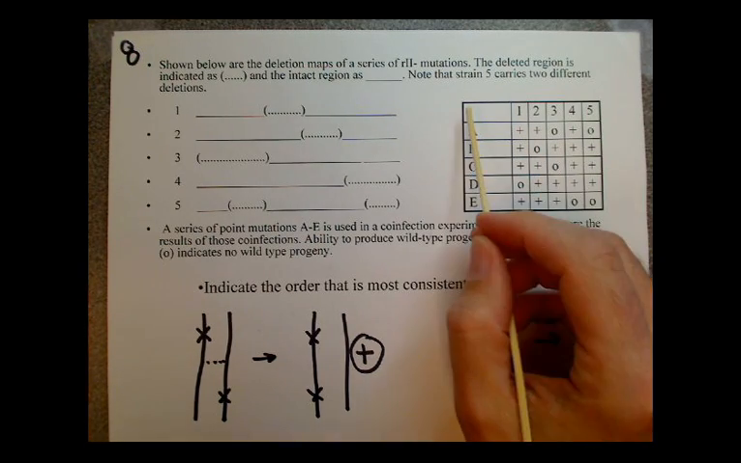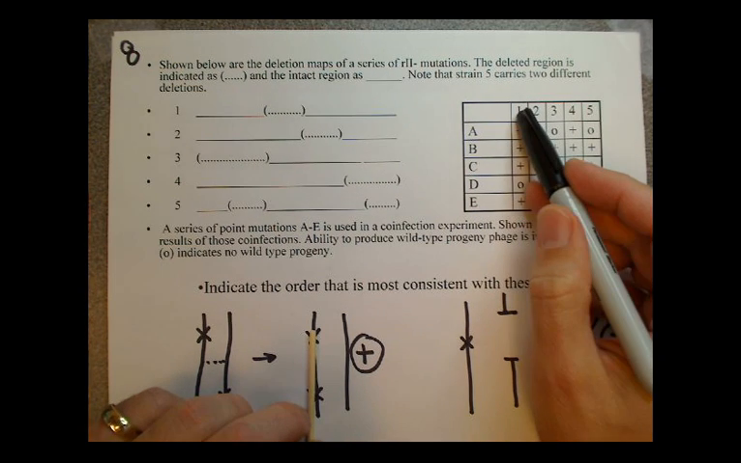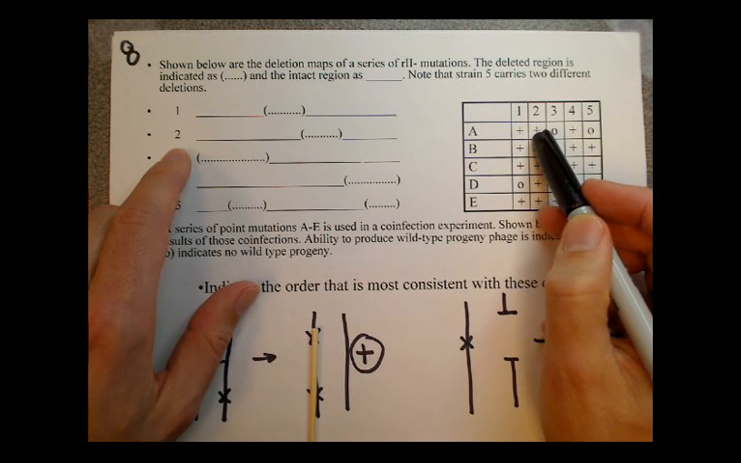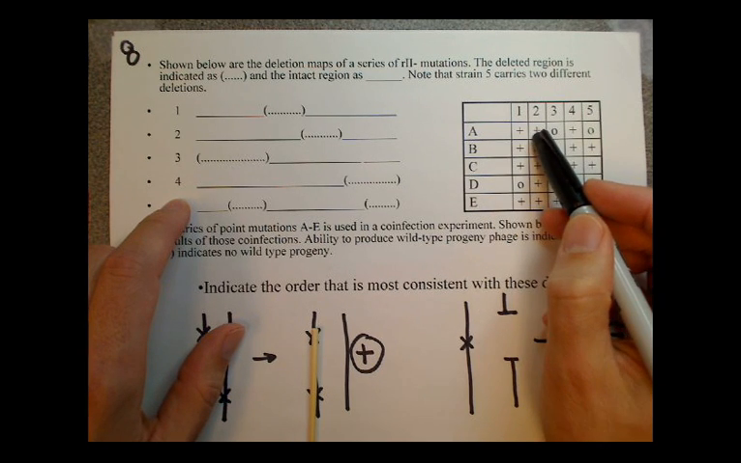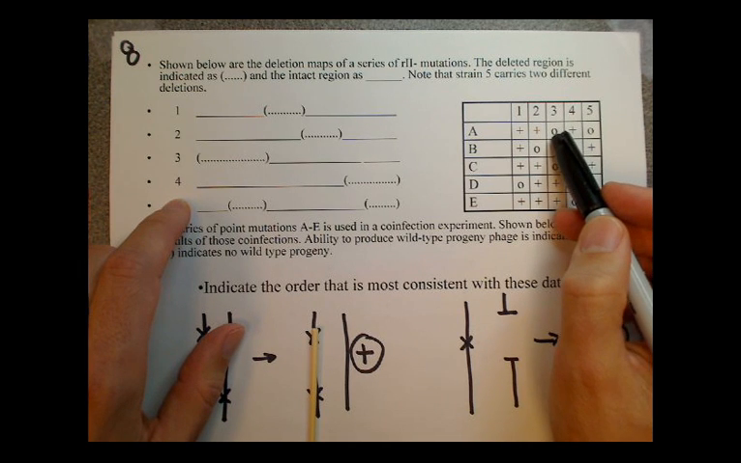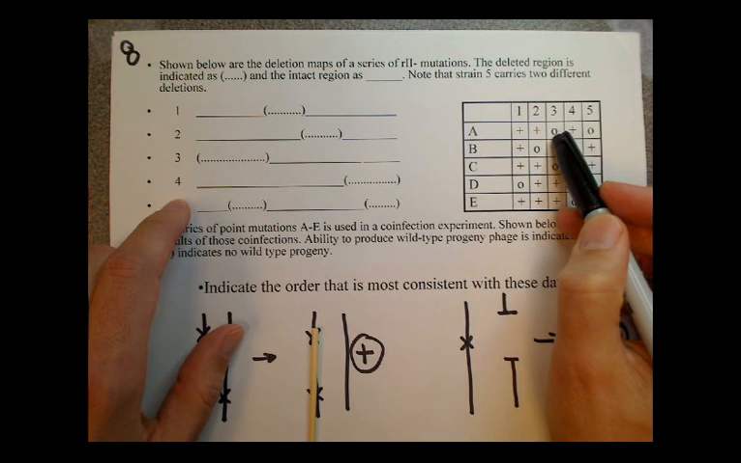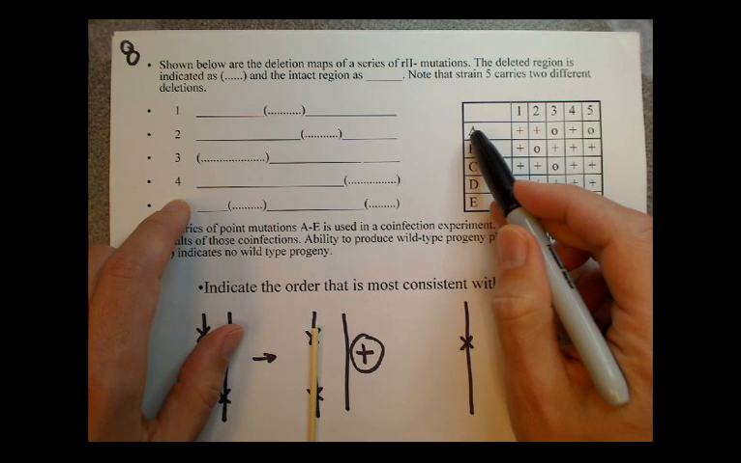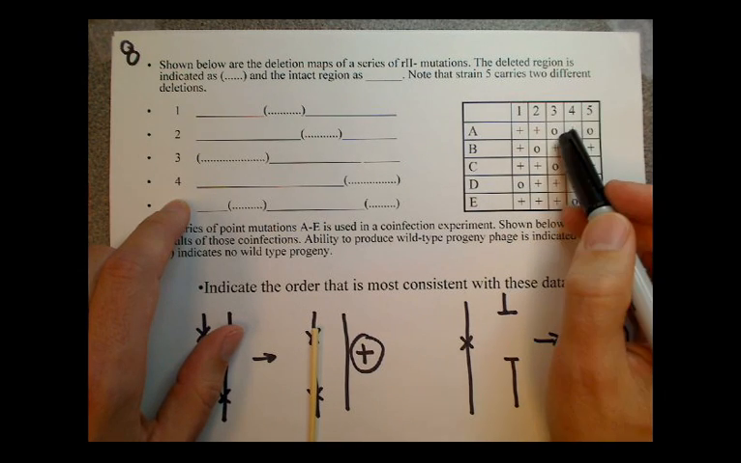So if we look at what happens with strain A, so when we cross it to these lines, these are what we get. So where we get pluses means that when we cross to deletion 1, deletion 2, or deletion 4, we're able to recombine and get wild-type phage back out, meaning that the mutations are not in the same place as those deletions. The more informative things are the places where we do not get a recombination to get wild-type phage back out, where we don't see rescue or complementation. So in this case, for mutation A, we don't see rescue with deletion 3 or deletion 5.